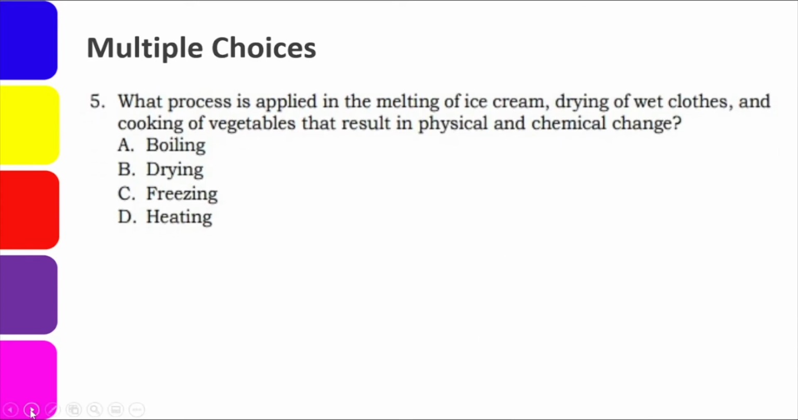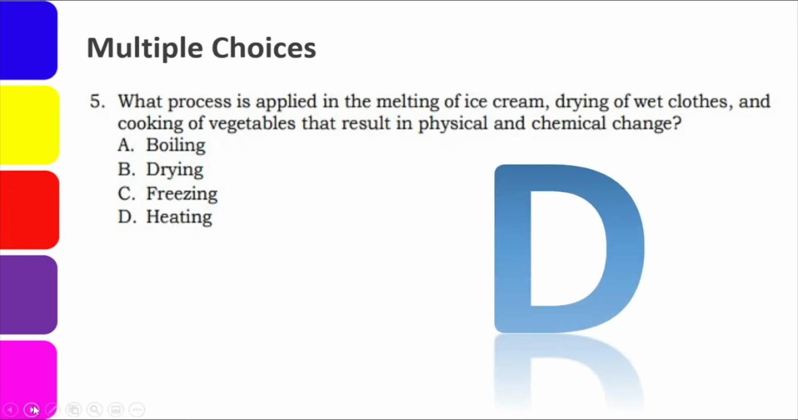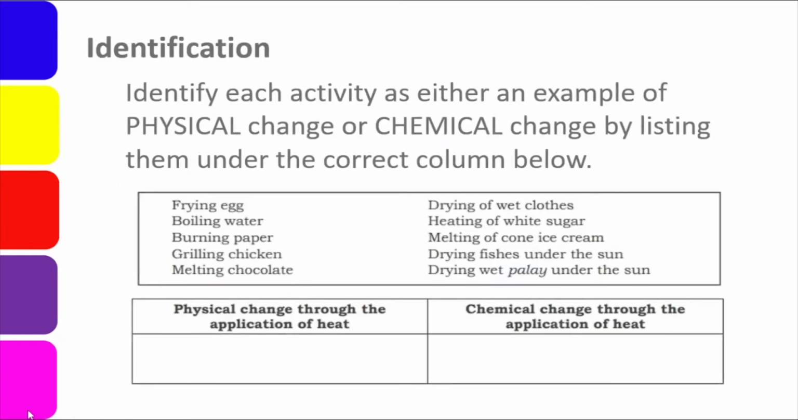And for the last question, what process is applied in the melting of ice cream, drying of wet clothes, and cooking of vegetables that result in physical and chemical change? Is the process A. Boiling, B. Drying, C. Freezing, or D. Heating? 5, 4, 3, 2, 1. And the correct answer for this one is letter D. Heating. Very good. Now we go to the identification activity.